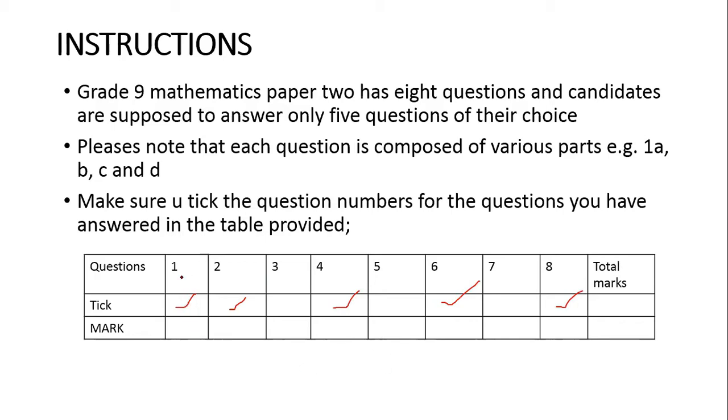So the examiner, after marking, will come and indicate your marks under here, also there, under there, also there. Then when they add the total, they'll come and put it at the end here. So that is the use of this table. Don't forget to tick the question that you have just answered.